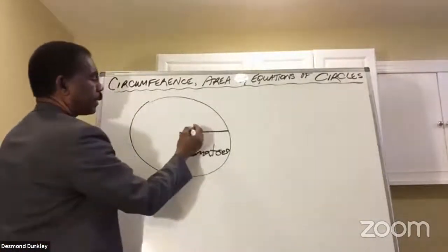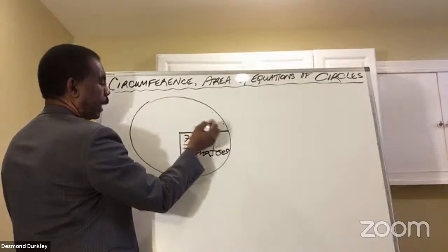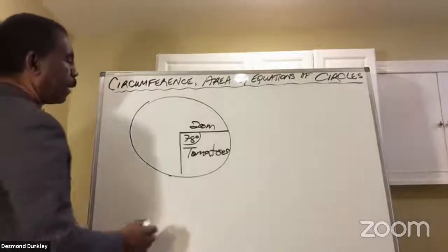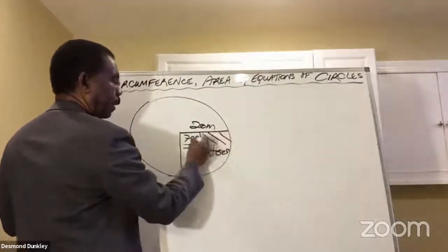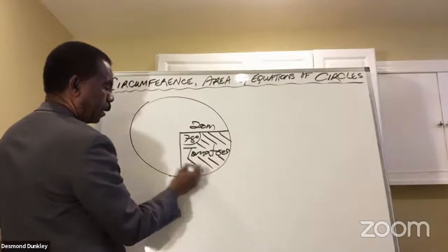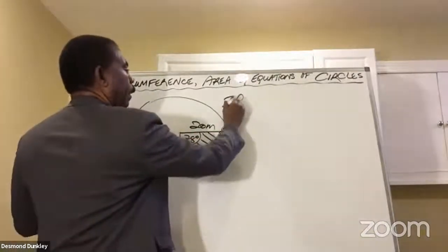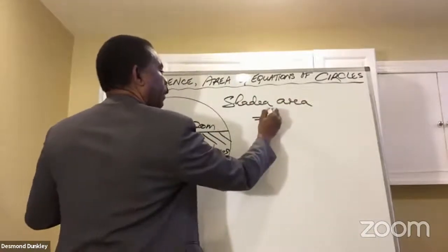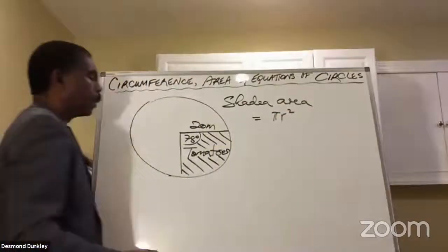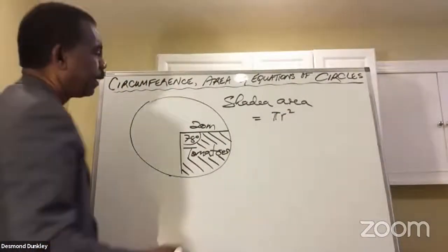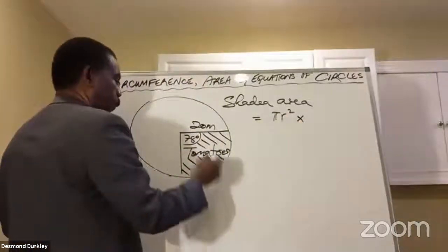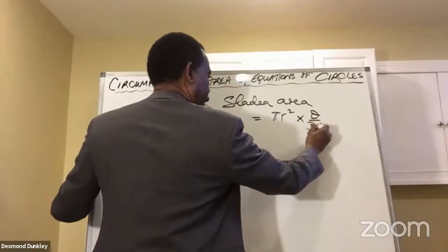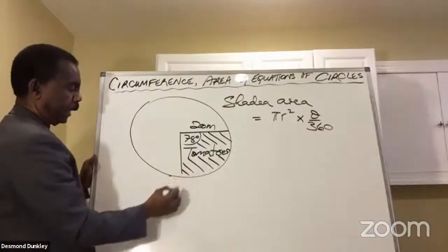Well, if the radius of the garden is say, let's use, again, 20 meters, then the shaded area is going to be equal to pi r squared, which will be the area of the entire circle, times the portion of the circle covered by that section right there. And this is called a sector.